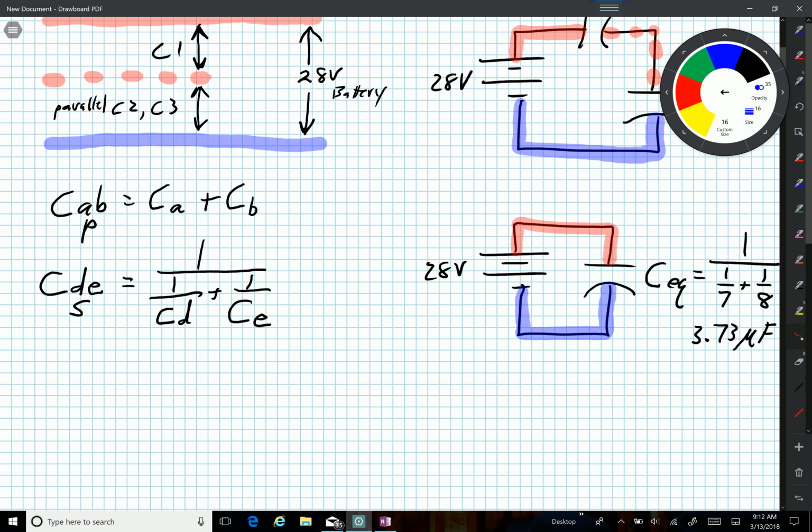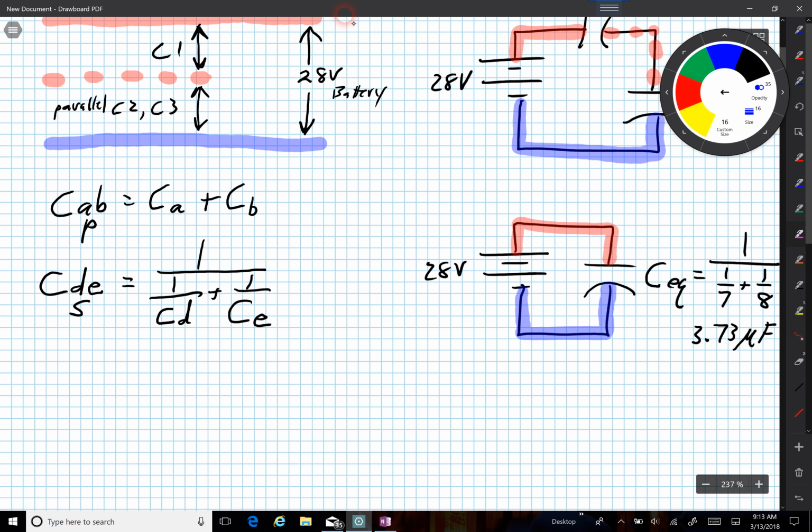The advantage of this final equivalent circuit is I know the voltages. Look, I know the voltage across CEQ. It's 28 volts because I have solid red now. Right? I have solid red on one wire going into that capacitor and solid blue on the other wire going out of that capacitor. So I know the voltage is 28 volts, and I know the capacitance, so I can use my governing equation.